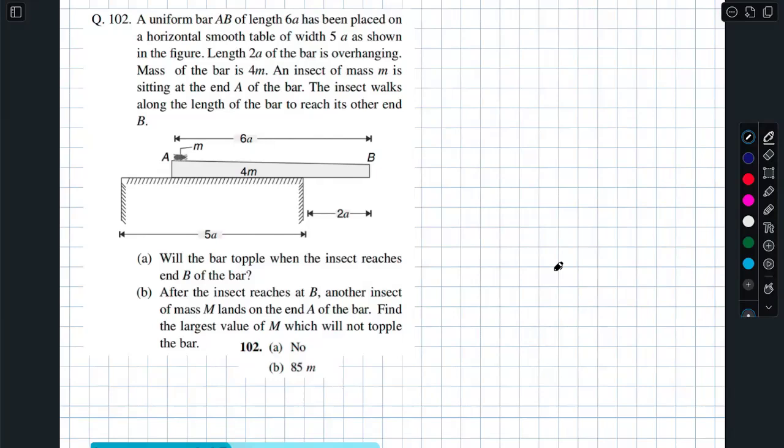After the insect reaches B, another insect of mass M lands on it. We cannot solve the entire question in one shot, so we will do it stepwise. Read the first 3 lines of the question again, everyone. Uniform bar. Since there is no external force, first of all, my observation is no external force.